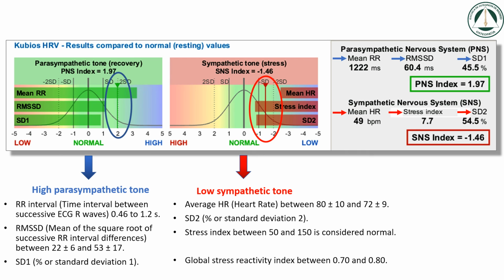For the parasympathetic: RR of 1222 milliseconds, RMSSD of 60.4 milliseconds, SD1 of 45.5%, which is a parasympathetic index of 1.97. For the sympathetic: HR of 49 beats per minute, a stress index of 7.7, an SD2 of 54.5%, which is an orthosympathetic index of -1.46. In this case, the parasympathetic system predominates, and the sympathetic system appears inhibited.